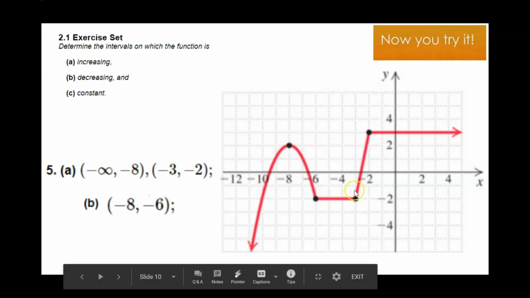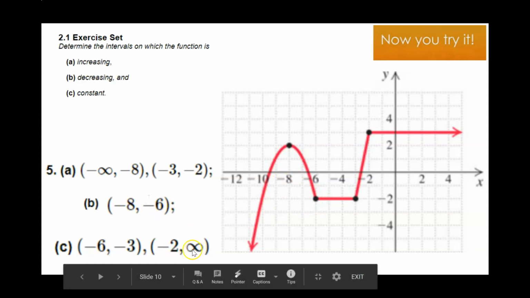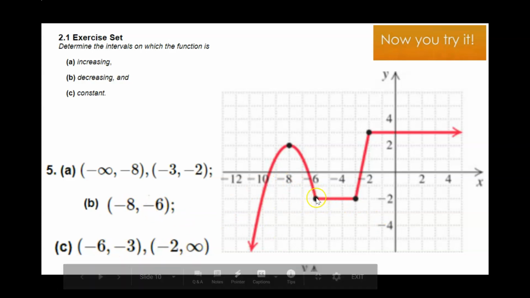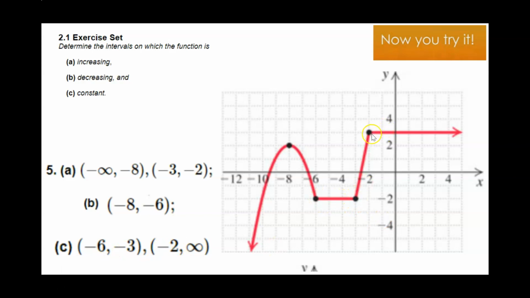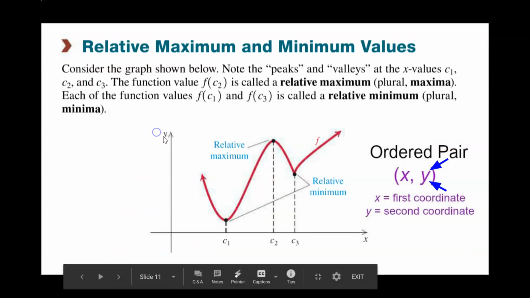So it increases one time here and one out here. That's why we have two answers. And then from here is the only part that is decreasing. So -8 to -6, you see the decrease, and have two parts that are constant. From -6 to -3, from -2 to positive infinity are my two constants going from here.